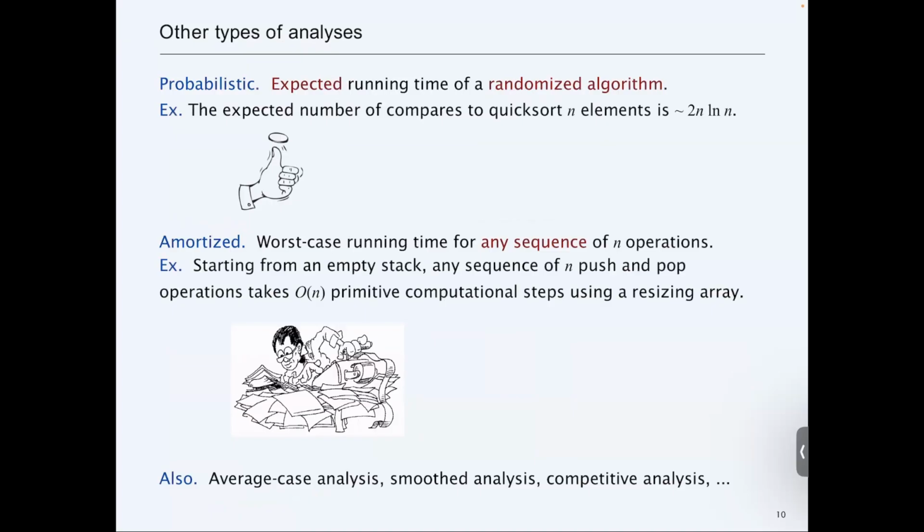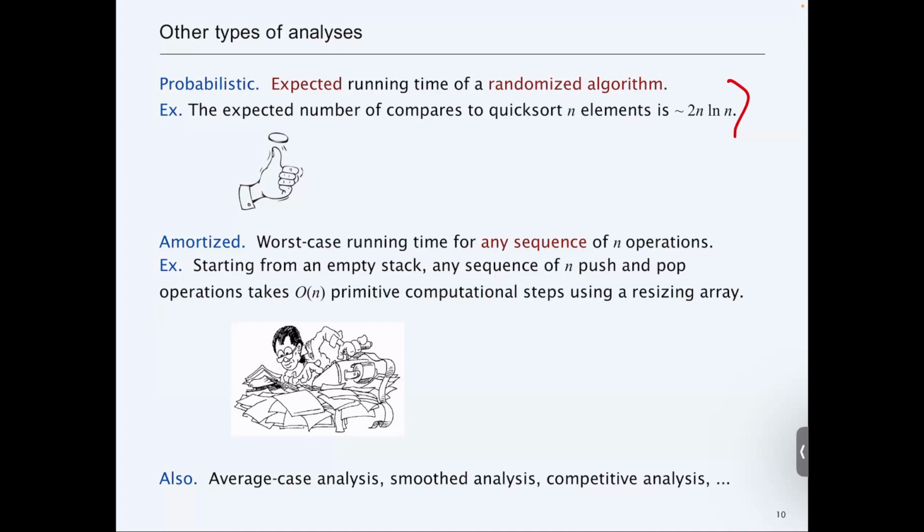Worst case analysis is not the only way that we can use to study algorithms. There are different types of analysis that exist. One other example here would be probabilistic analysis. Instead of asking about the worst case, probabilistic analysis is going to study the expected behavior on some randomized algorithm.